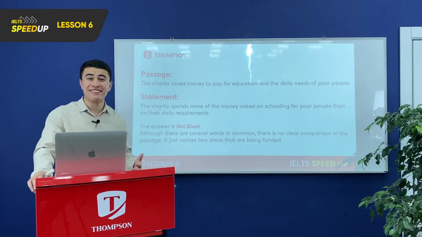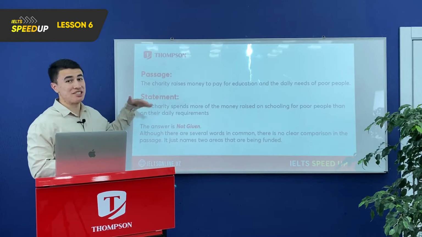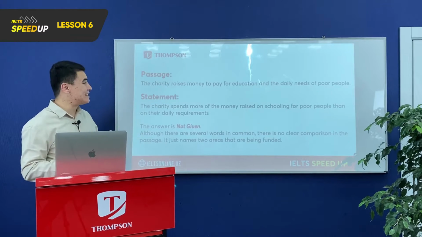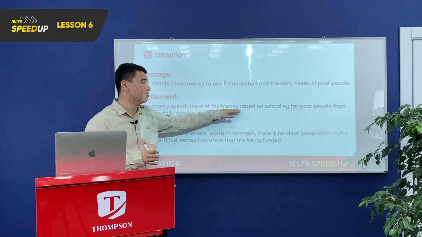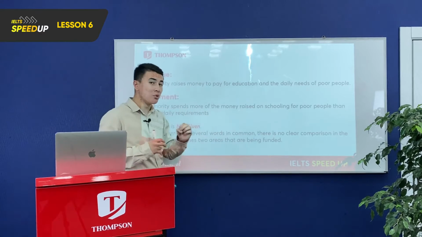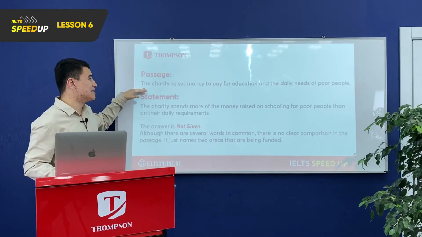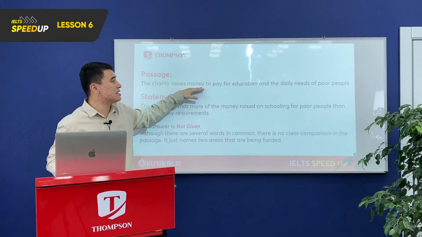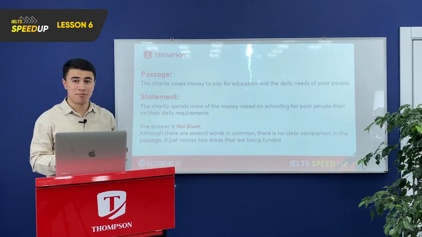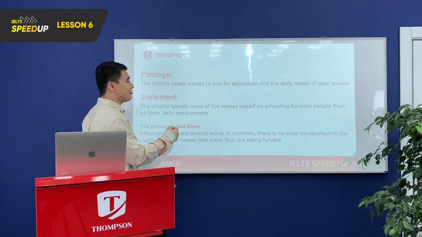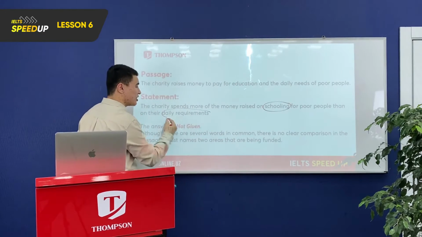Now, let's consider another sample question. Okay, here we have a statement and information found in the passage again. So let's see what is given in the statement. The charity spends more of the money raised on schooling for poor people than on their daily requirements. And in the passage we can see the charity raises money to pay for education and the daily needs of poor people. Okay, here we have money raised on schooling and daily requirements.